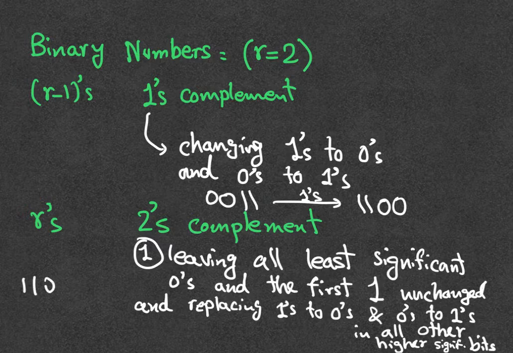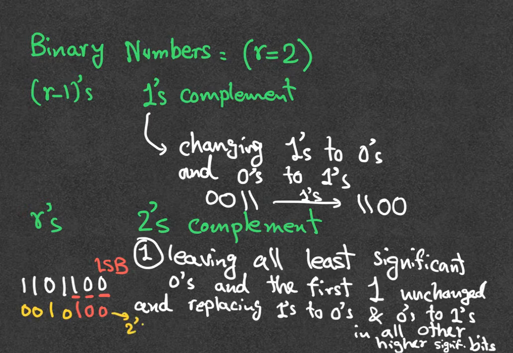Okay, so let's say you have 1, 1, 0, 1, 1, 0, 0. This is the least significant bit, the LSB. So you start from the right. You keep all the zeros unchanged until you get the first one. That means these 3 bits, 0, 0, 1, are unchanged, and then you flip the rest. So you're going to get 0, 1, 0, 0. So this is going to be the 2's complement.